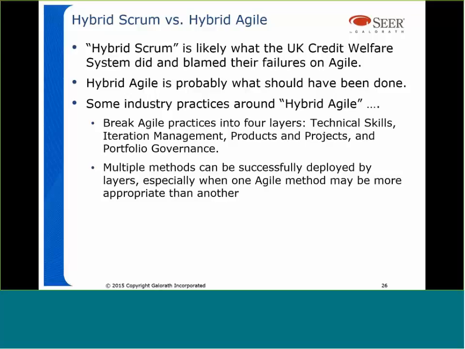Hybrid Agile, in some of the current industry practice, is where you actually break Agile practices into these different layers: the technical skills, iteration management, products and projects, and portfolio governance. You break it down to these different layers, and then you take multiple methods that are appropriate for that layer and deploy that method. Okay? Especially, like it says, when one Agile method may be more appropriate than another.